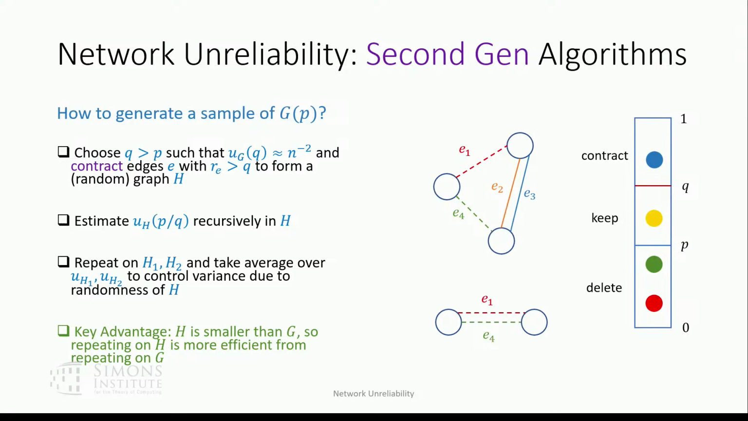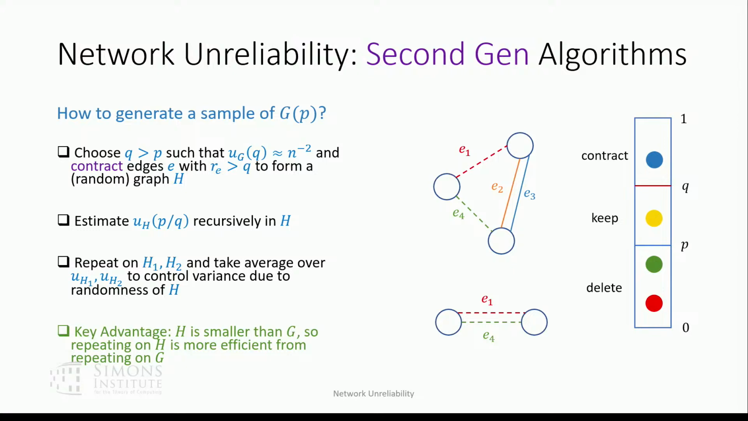If you look at the example I've drawn, what happened is that when E3 got contracted, the edge E2 just vanished, and I don't even need to care about what's going on in that edge. And of course, this is a very small graph. In general, the graph will get contracted into a much smaller graph. And on this smaller graph, I can run my recursion much more efficiently.